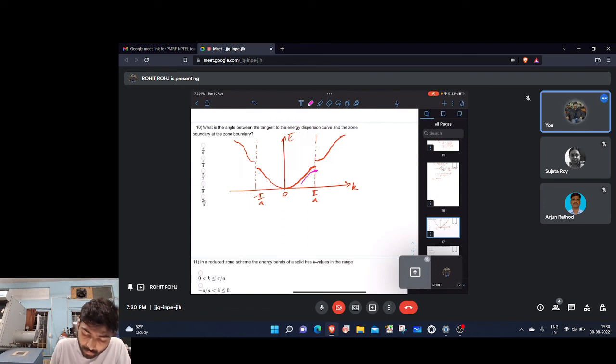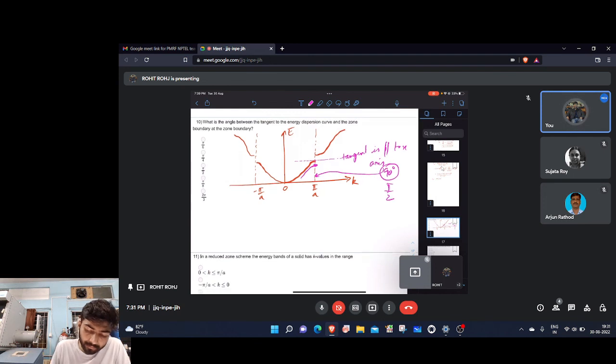So at this zone boundary, at this point, the tangent to this curve is actually parallel to the x-axis, and when the tangent is parallel to the x-axis, it strikes the zone boundary at 90 degrees. 90 degrees is nothing but pi by 2. Therefore, the angle between the tangent and the zone boundary is pi by 2, which is our option right here.